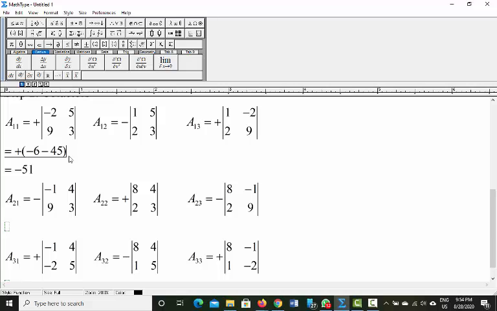Now let us calculate this one. There is a minus before it, that's why minus. Now we will multiply the inside things. First of all, we will multiply the right diagonal elements: 1 with this 3, that means 3.